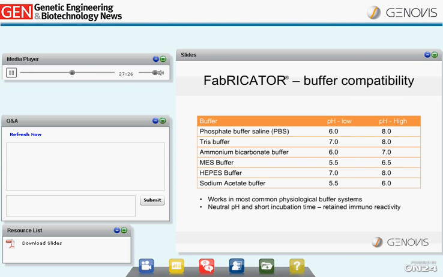The FabRICATOR enzyme is flexible regarding choice of buffers. Many commonly used buffers are compatible without any significant drop in activity. This table shows some of the buffers we have tested in-house that work. However, it is likely that other buffers not listed here will work equally well. Also, again, there is no need for cofactors or reducing agents to be added for enzyme activity.